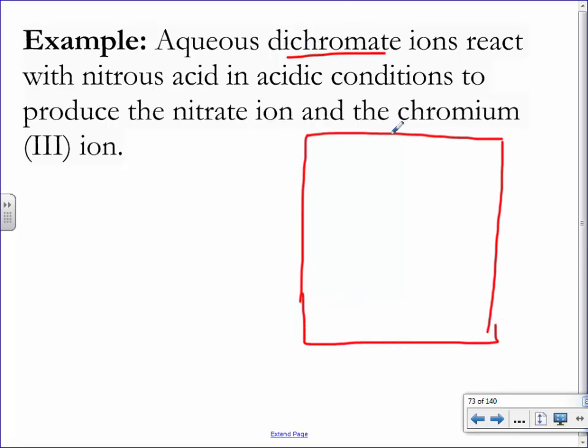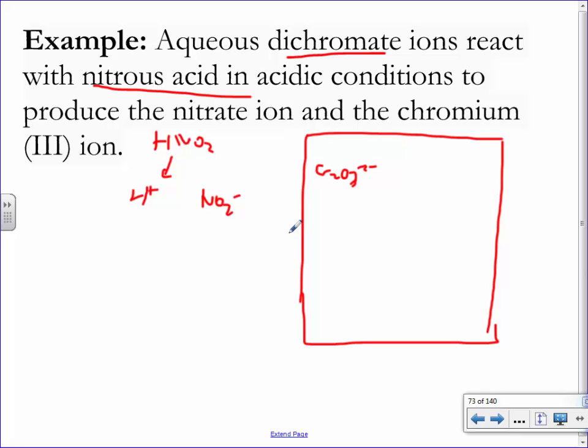It said we need dichromate ions. Well, we just did that one, right? So that's our Cr2O7, 2 negative. We got that one. And it reacts with nitrous acid. What's nitrous acid? HNO2. Now, I don't expect for you to find an HNO2 directly on your table, but you could ionize that into an H plus and an NO2 negative. H plus, we've already been there. Find me NO2 negative.